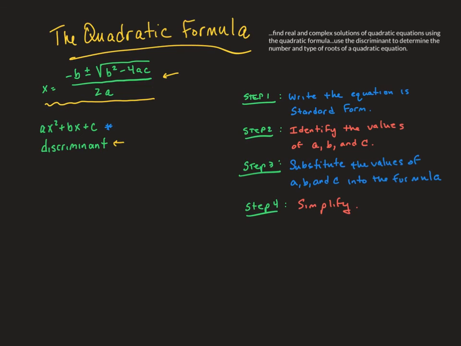Remember, your discriminant will identify your number of solutions and types of solutions. And also, your first step is to write it in standard form. Identify your a, b, and c so you can input them. Input those a, b, c values and then simplify. And that's it, the quadratic formula. Not the most efficient way, but guaranteed to solve any of your quadratic equations.